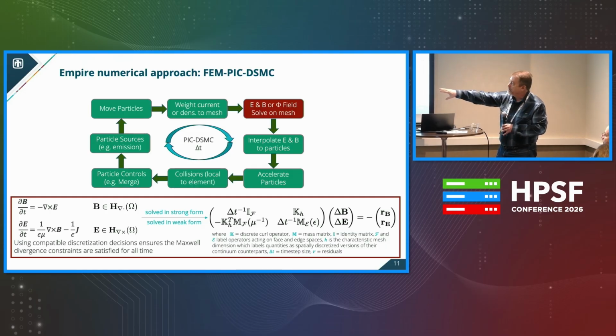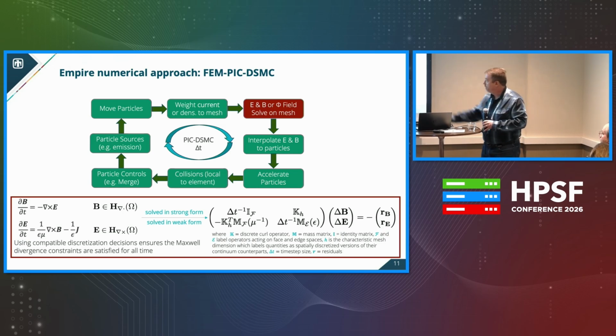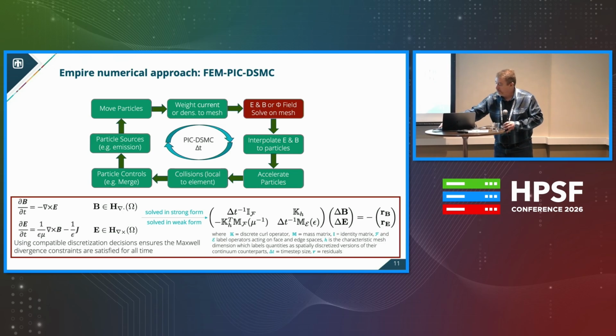So here we're forming a block system. We're solving for the magnetic field and the electric field. This is a compatible discretization, so they use different finite element bases. Magnetic field is an H-div, electric field is an H-curl. We form this block system, and then we're going to solve that with Trilinos.